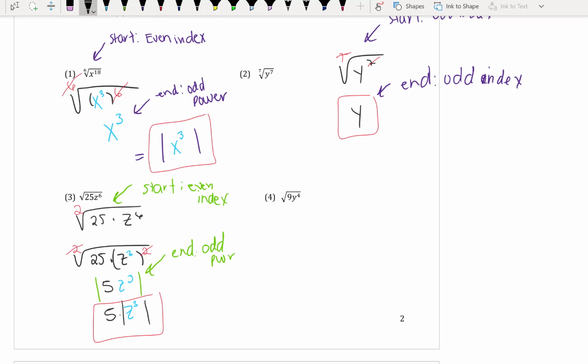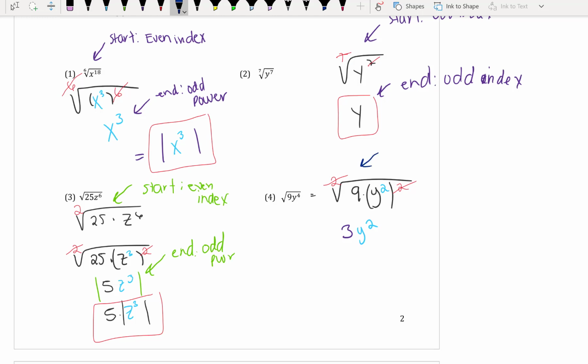All right, so let's look at number 4. So I have the square root of 9 times y to the 4th. And I'm doing this in parentheses because I know that by default, the index is a 2. So if the index is a 2, then I know the power on the y would be 2. So 2 times 2 would give me that 4. So now I know that this is going to cancel. And well, the square root of 9 is 3, and you have your y squared.